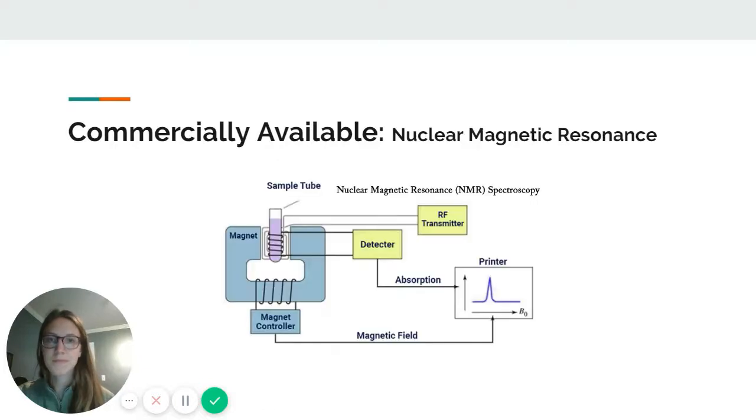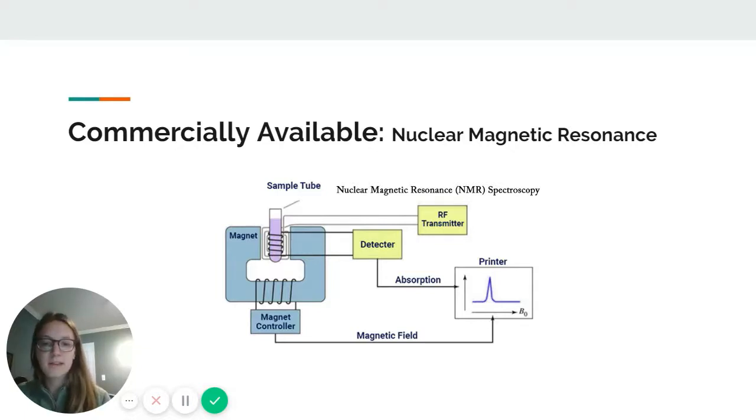The nuclear magnetic resonance method uses magnetic properties to determine the amount of fluoride in water. There's an external magnet introduced to a sample, which you can see in the diagram, and it's going to reflect the resonance of a sample. I'm not going to go too in depth about this one because it's pretty complicated.